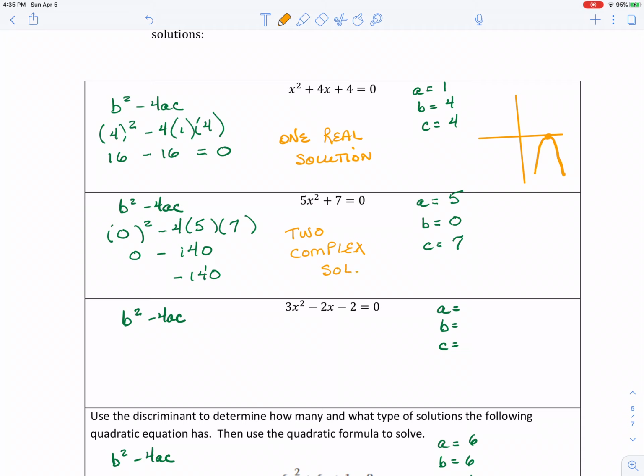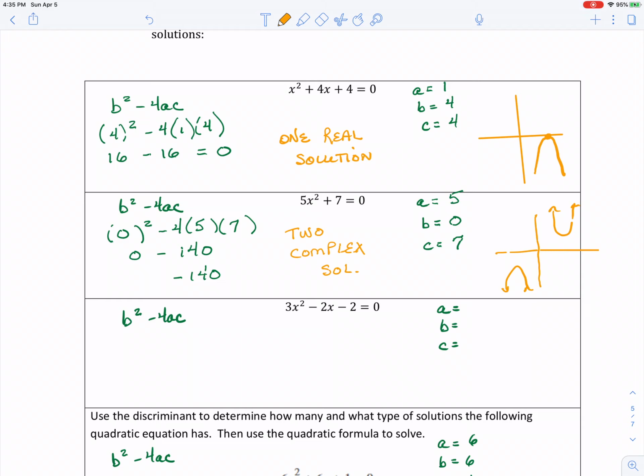And again, just to take it one step further, if we looked at the graph of something like this, I don't know exactly how this one would look, but I know somehow that parabola would be situated so that it does not cross the x-axis.